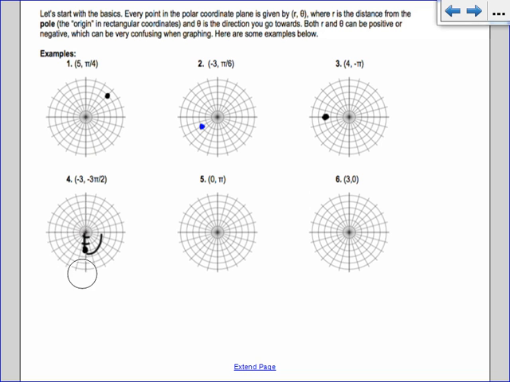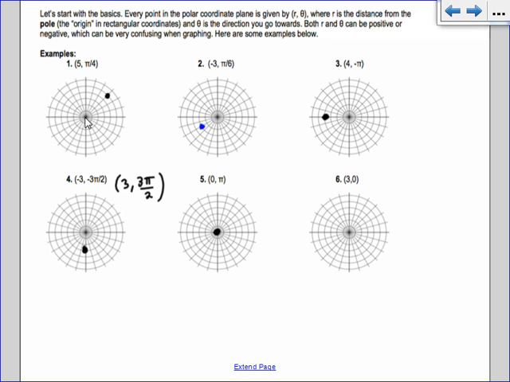There's a lot of ways to name these points, right? So like this (negative 3, negative 3 pi over 2), why couldn't I just name it (3, 3 pi over 2)? Well, you can. That's the kind of frustrating thing. There's multiple ways to name most of these points. So if I have (0, pi), I go out in the pi direction, but I only go out 0, so it's actually still just the pole or the origin, as you're used to calling it.